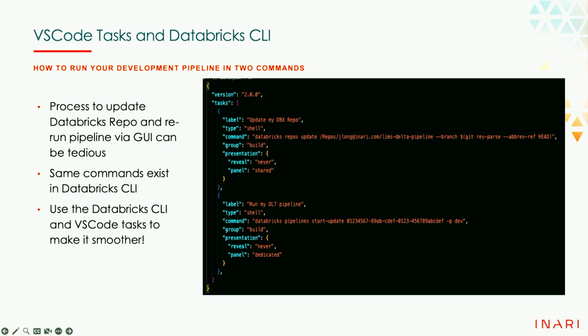This is like the tasks.json file for VS Code, and they're build tasks. The reason why I use build tasks is because there's a keyboard shortcut for it. So my workflow is now: make the change, push it to the repository, Command-Shift-B, update my repo, Command-Shift-B, run my pipeline. It takes less than 10 seconds.